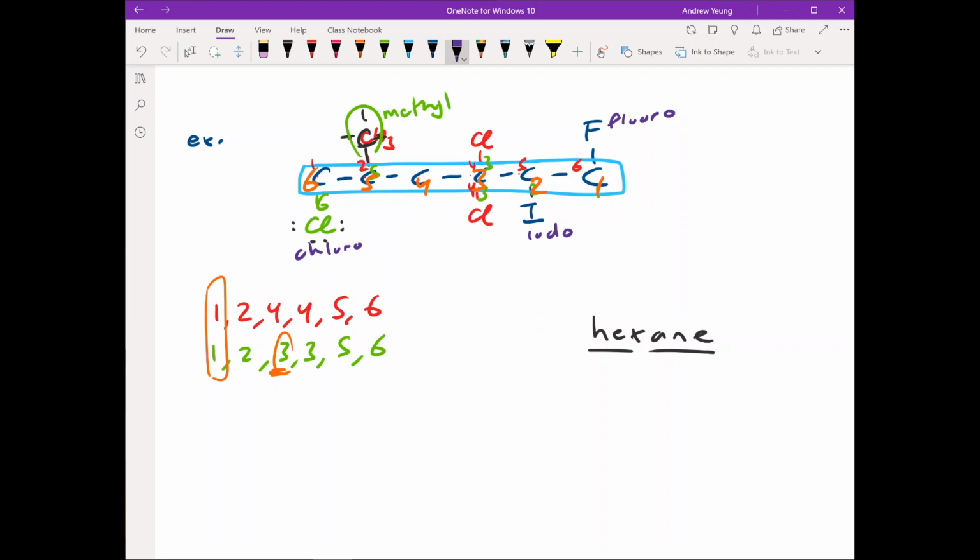I have many different branches, so I need to alphabetize. So C for chloro comes first. Counting it this way, I actually have a 6 chloro. At position number 6, we have a chlorine branched off of it. The next in alphabetical order is F. That occurs at position number 1. Again, no trouble that these numbers may be out of order just because of the alphabetizing. Okay, we already made sure the numbers are tiny.